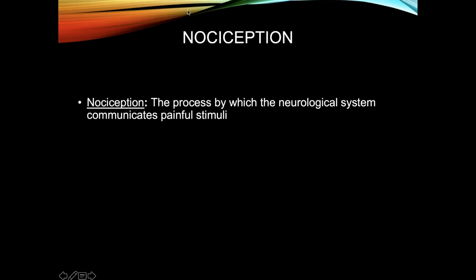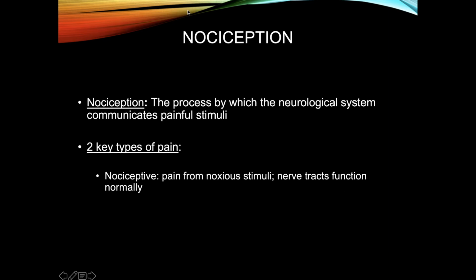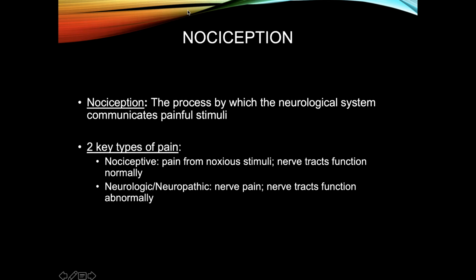The actual definition of nociception is the process by which our neurological system communicates painful stimuli. There are two types of pain. There's nociceptive pain, where we have the noxious stimuli traveling through our nerve tracts, and this is our normal function when we interpret pain. That's usually acute pain. But we also have neurologic or neuropathic pain, and this is nerve pain where the nerve tracts are dysfunctioning.